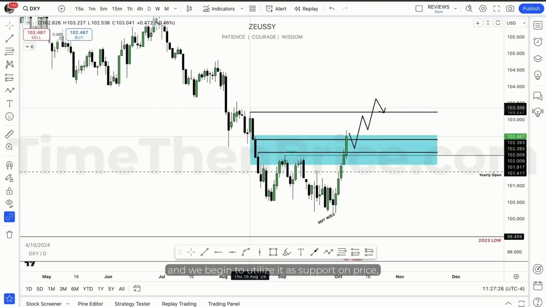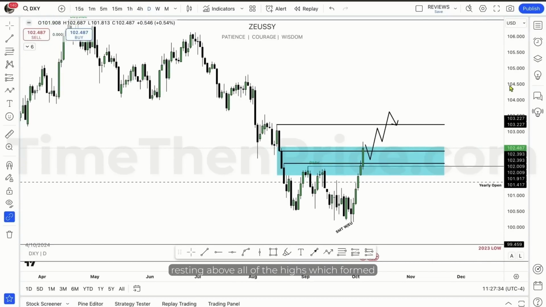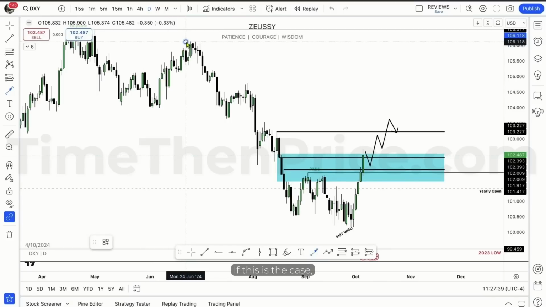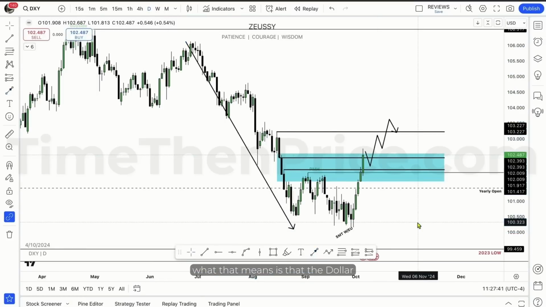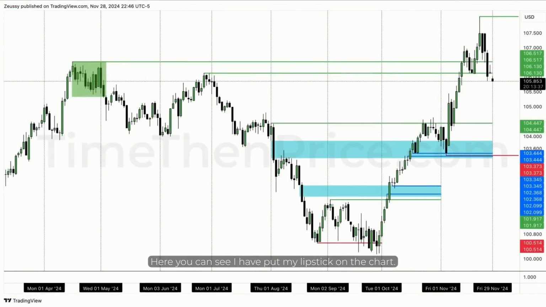From this moment in time, when we see the dollar displace above this high right here, and we begin to utilize it as support on price, to me that means that we likely are going to attack buy-side liquidity resting above all of the highs which formed during this leg towards the downside on the dollar. If this is the case, what that means is that the dollar is going to have a very bullish fourth quarter.